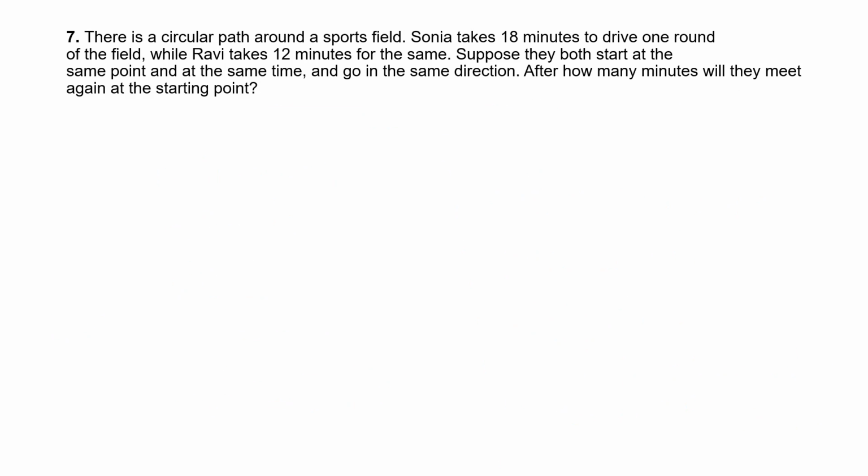Okay, so next question is, there is a circular path and Sonia takes 18 minutes to drive 1 round. Suppose this is the starting point, so taking 1 round, she takes 18 minutes. While Ravi takes 12 minutes. Okay, so this is of Ravi. Ravi runs a little faster than Sonia. So there is a 6 minutes difference in their completion.